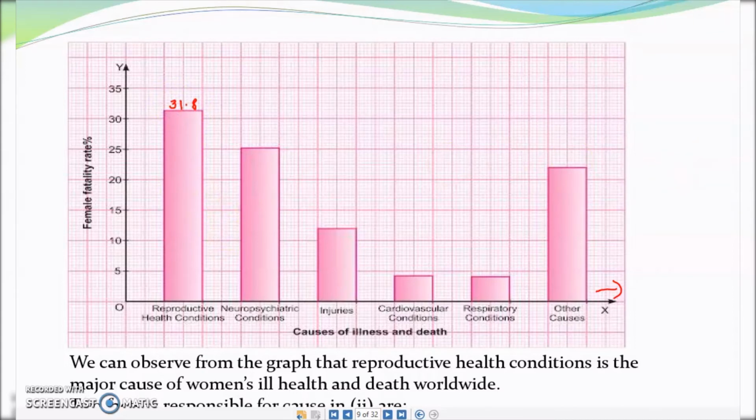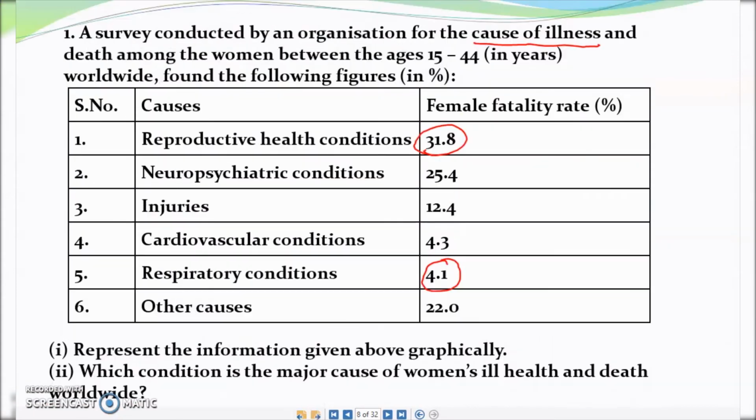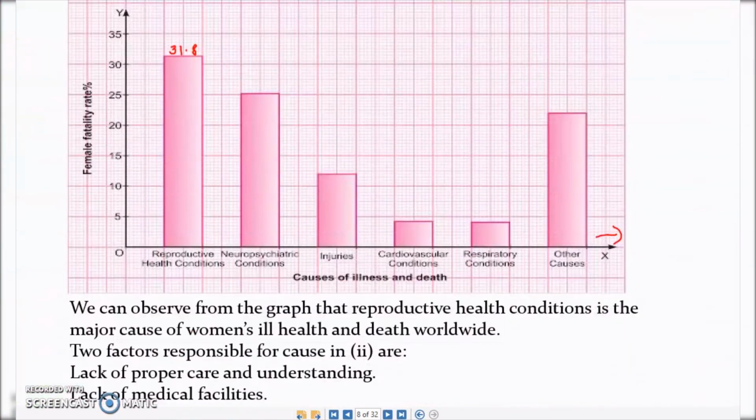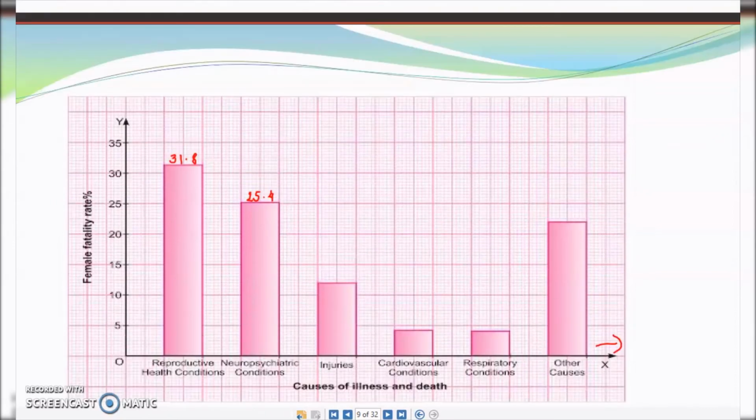Then next is the neuropsychiatric conditions. It is 25.4. Now because it is less than 25.5, that 0.4 can be removed from there. So if it was say 25.7 or 25.8, then roughly you could have taken it as 26. Since it is 25.4, it is almost marked on 25 only, but here you will be writing 25.4. So certain approximation can be made.